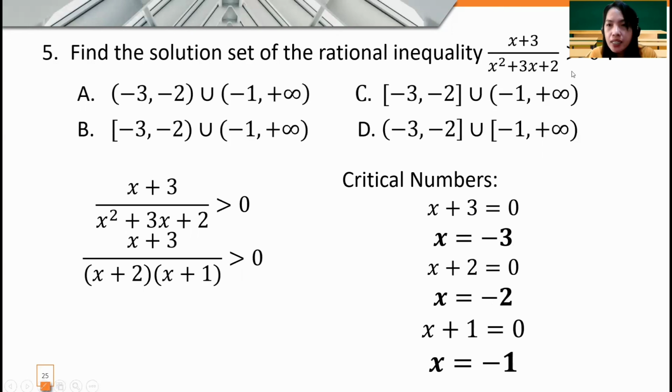So, from here, since ang given na symbol ay greater than, so ibig sabihin lahat ay dapat naka-parenthesis. Yung naka-bracket, alisin na natin sa option C and D, may bracket. So, alisin na natin siya. And letter B. Final answer, it's letter A.